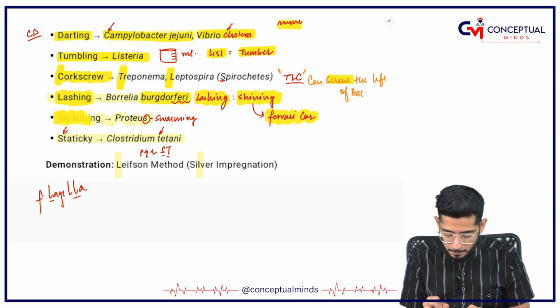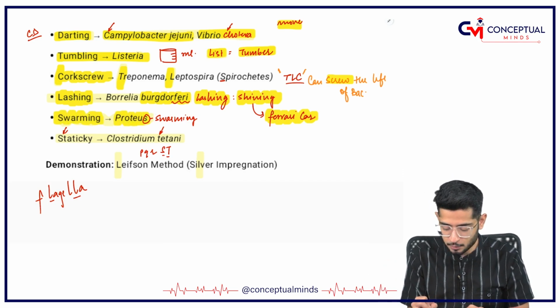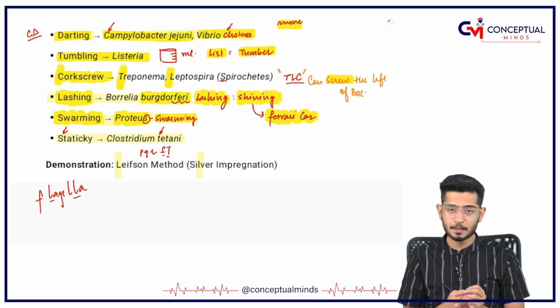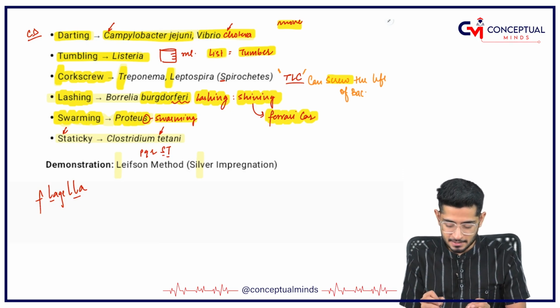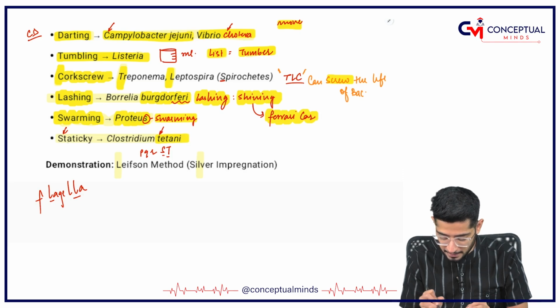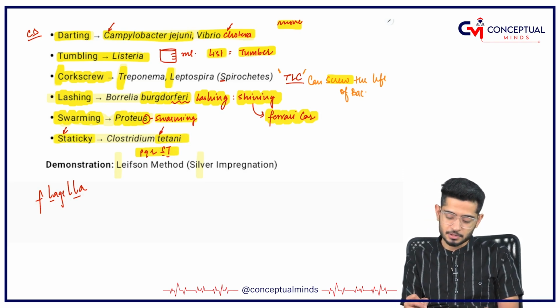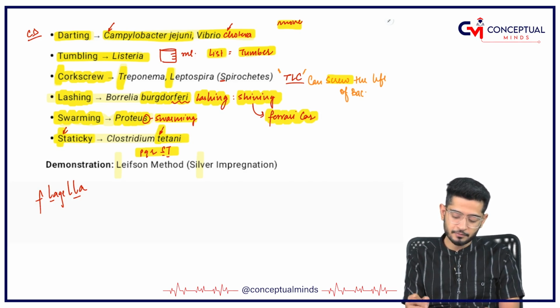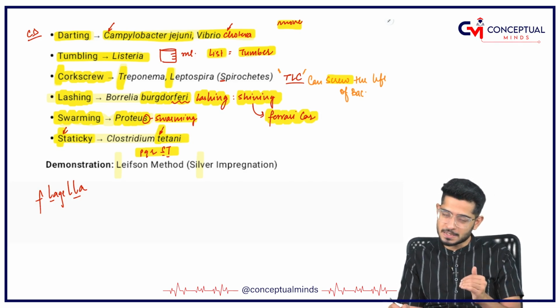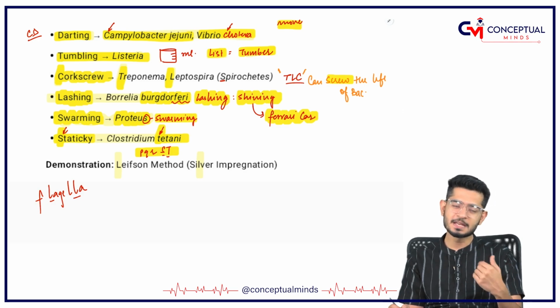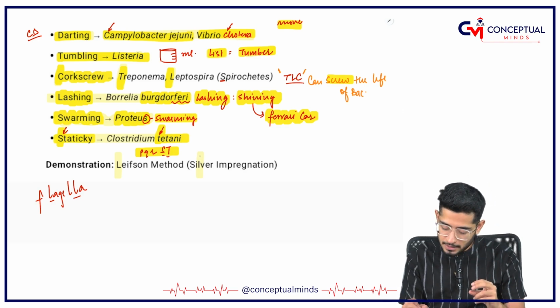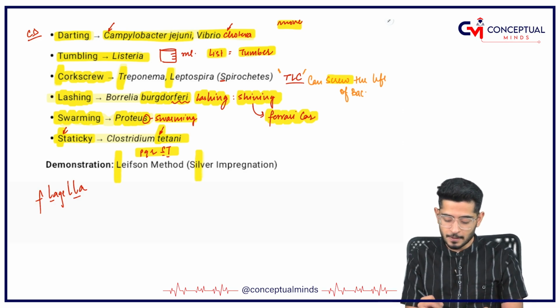Swarming is by Proteus. So Proteus, the end word S for swarming. And Clostridium tetani. You can remember PQRST, S and T coming together, S for swarming, T for tetani. And in order to demonstrate flagella, I've already told you in the stains, those starting with L or having L, Leifson's and then silver impregnation, because flagella has a lot of L's in it.